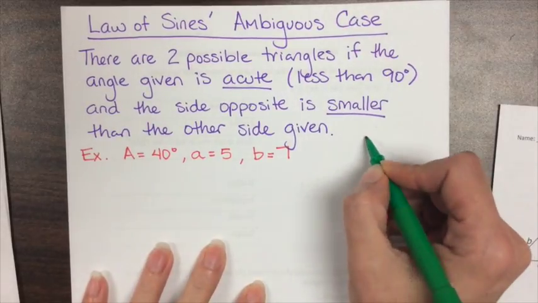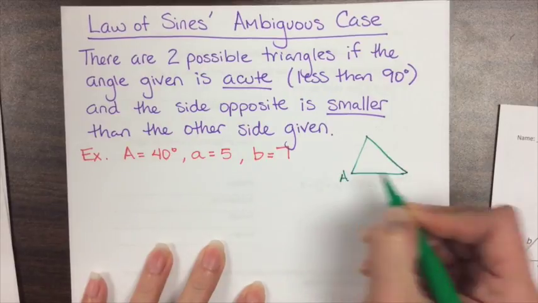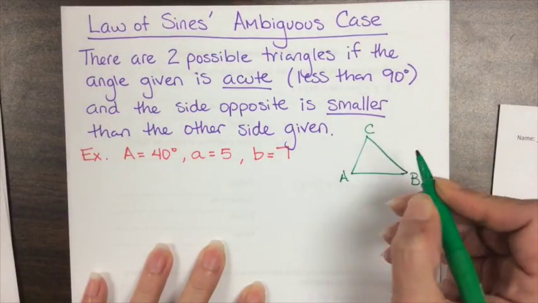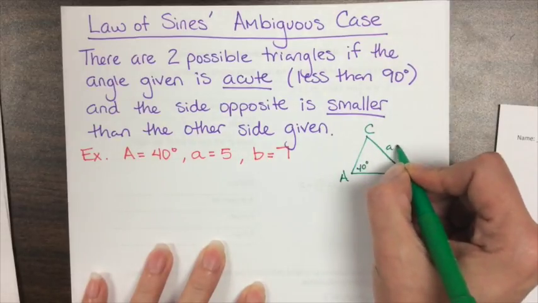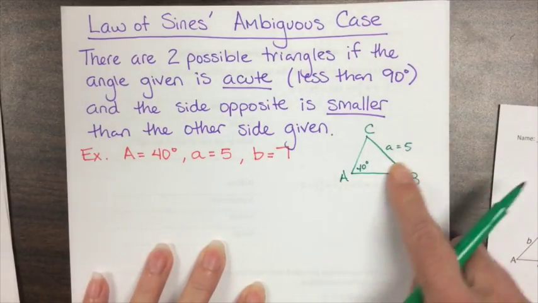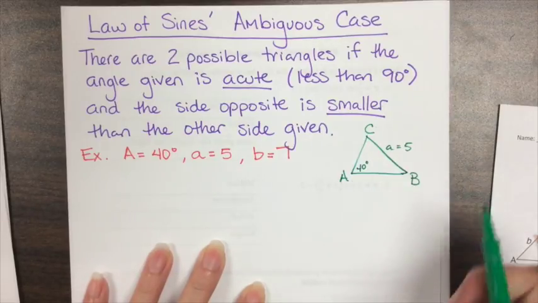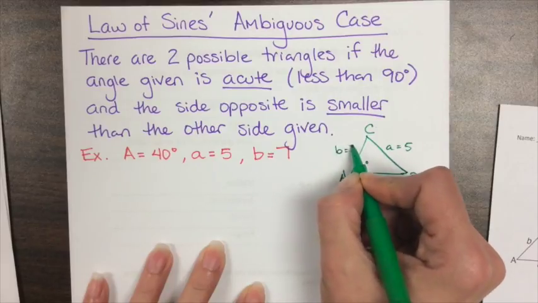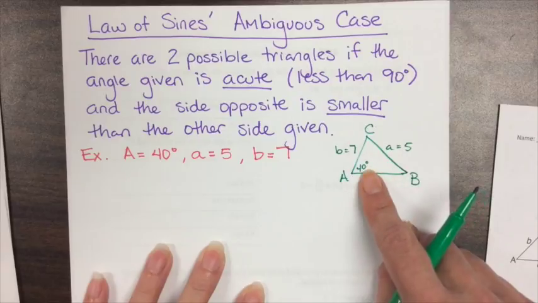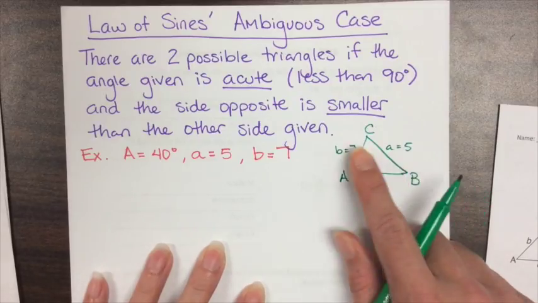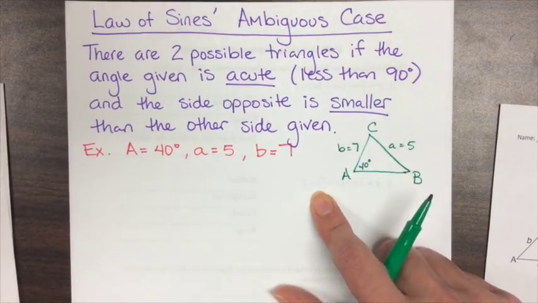And remember that with law of sines, we have to have that opposite pairing. So here's ABC, and so we know that this angle is 40 degrees and that side a equals 5. So there's your opposite pair, angle and opposite side. And then we also know that little b is 7. If you notice, the side opposite an acute angle is smaller than the other side given. So we need to solve for two triangles.